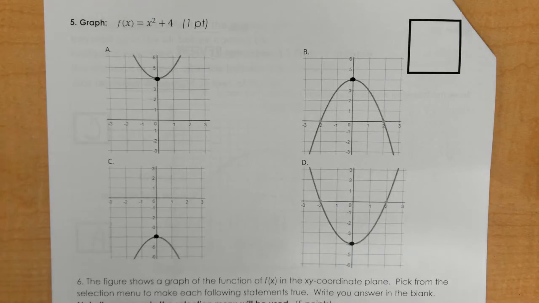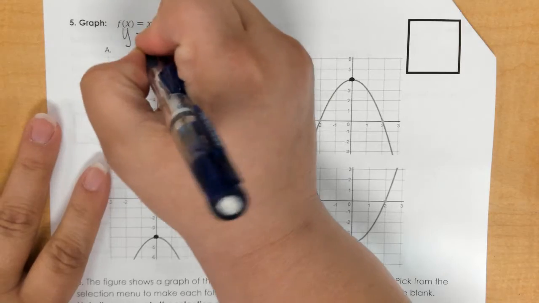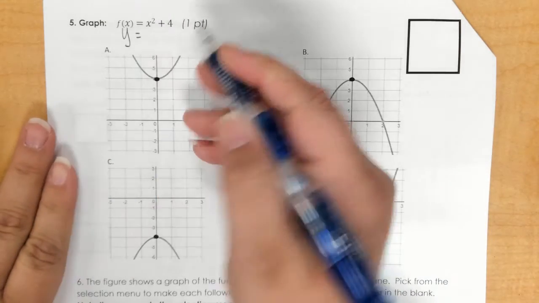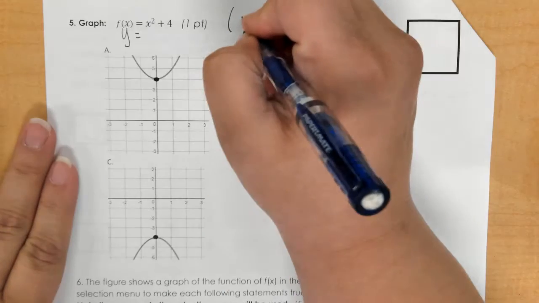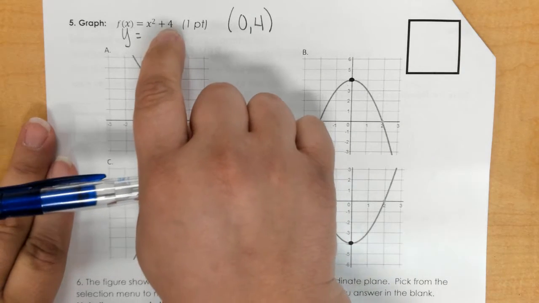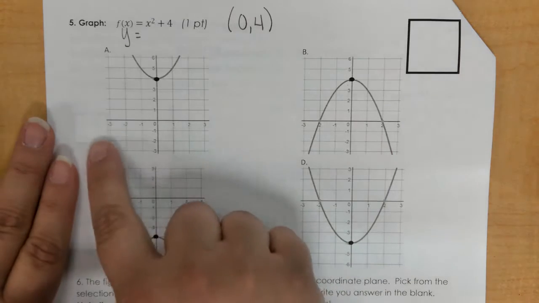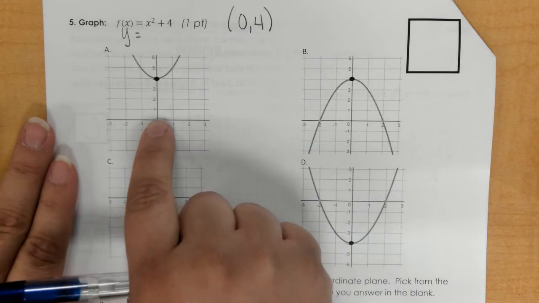For number 5, I have the equation f of x, which means y, equals x squared plus 4. So I know that the vertex of my parabola has to be 0, 4. It's always 0, comma, the last number if there's no x term. So I'm going to go ahead and look for 0, 4 on my graph.